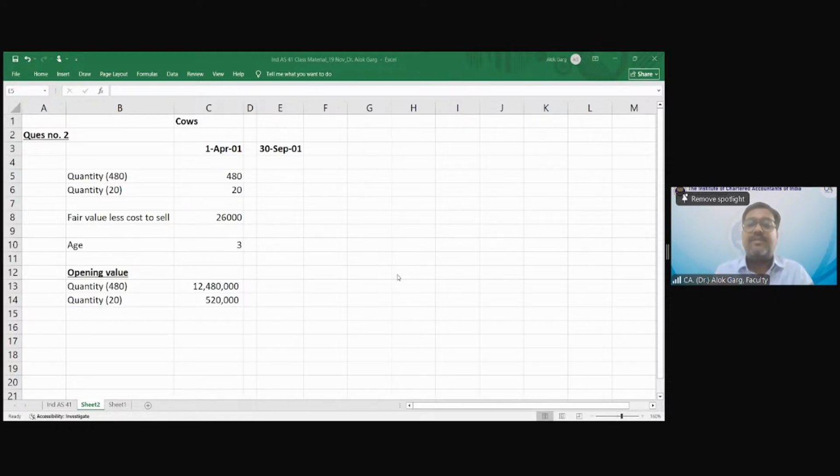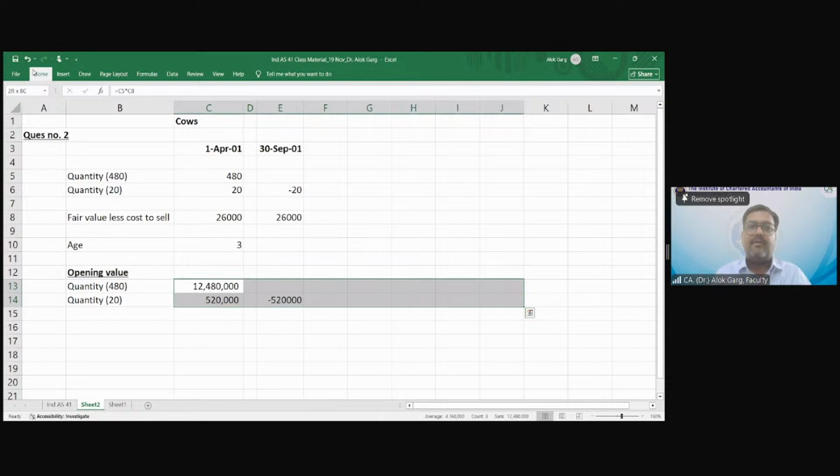Okay. So when these 20 cows have died, what is the value of these cows? What was the opening balance of these cows? It was 520. So what will happen? This will become minus 20, right? And what was the value? Value was 26,000. So what should I do? I should de-recognize these cows. This will become a loss to me. Is that right?